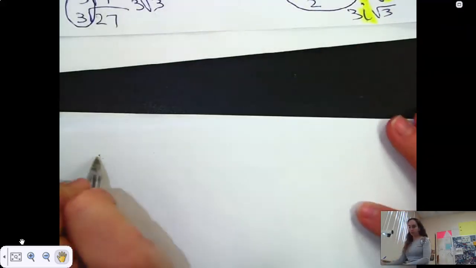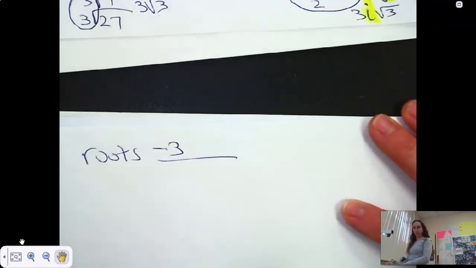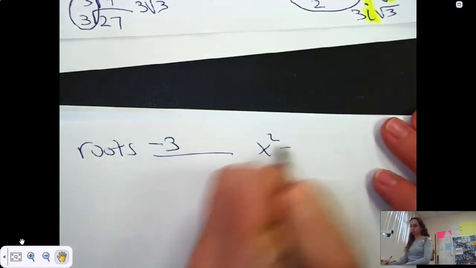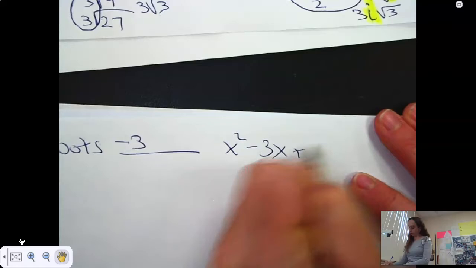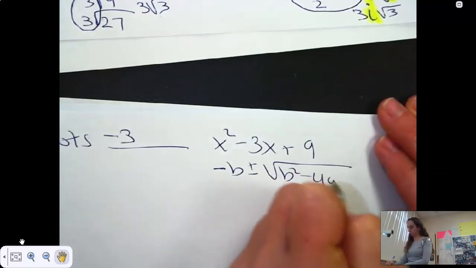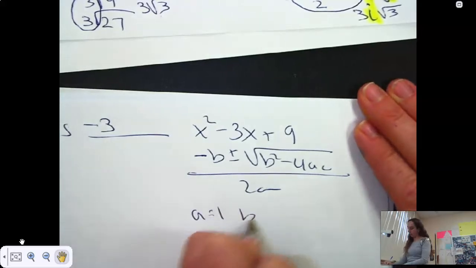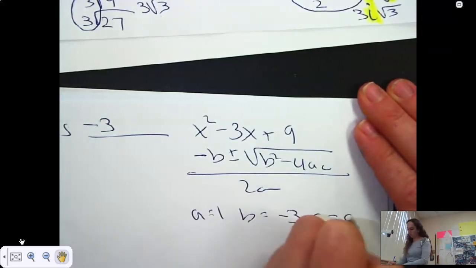So we found that the roots, I'm not exactly sure where it got cut off, so far were -3. And then we realized that we had to do this using the quadratic formula. And then for me, I identified A, B, and C.